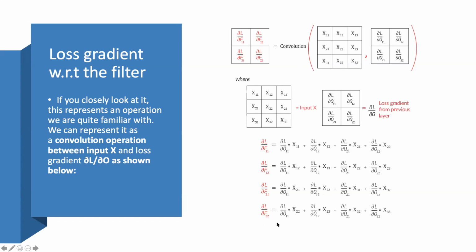Similarly, F21 and F22. What we are doing basically, if you notice carefully, is we are passing the dL by dO over this whole input. We are convolving the output gradient with the input to get the gradient of the loss with respect to the filter. Does that make sense to everyone? I want yes or no's.